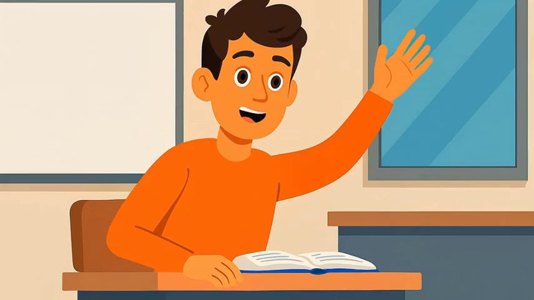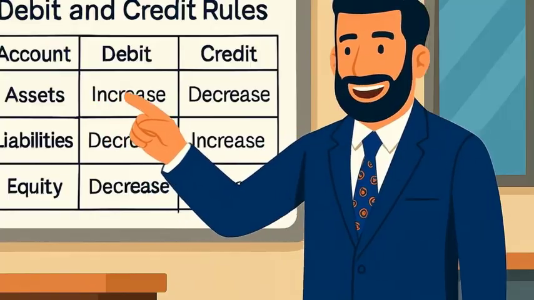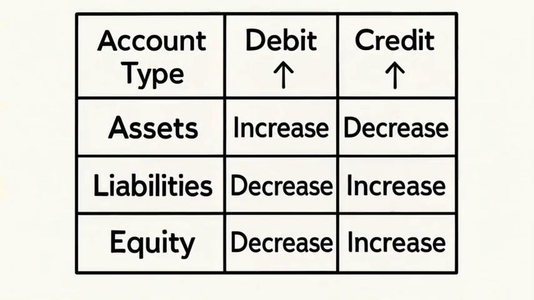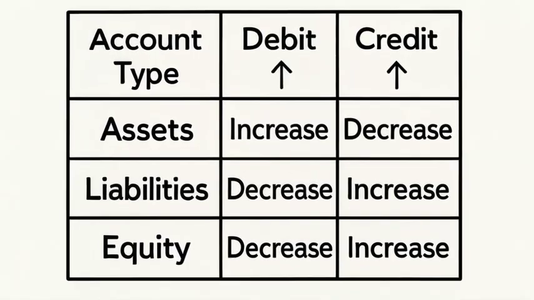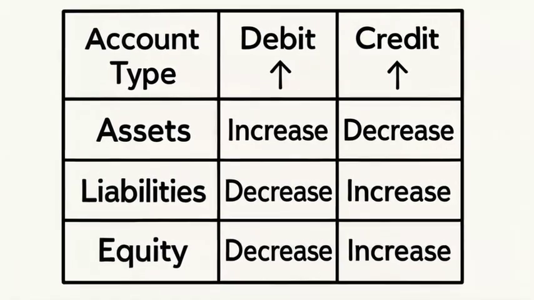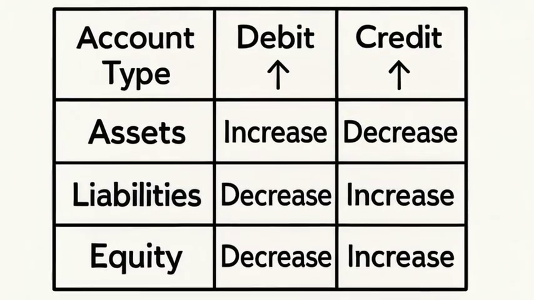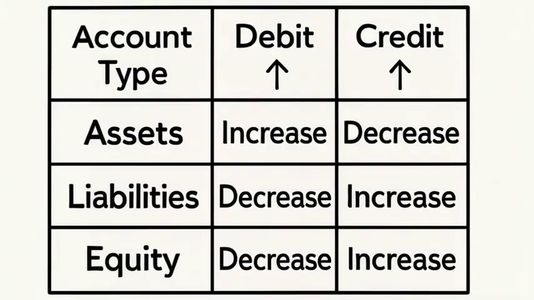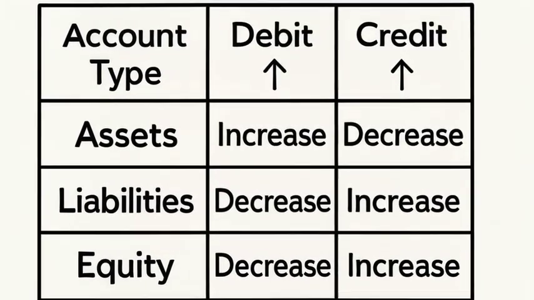Sir, how do debits and credits affect these? Good question. Remember this simple rule. Assets: increase with debit, decrease with credit. Liabilities: decrease with debit, increase with credit. Equity: decrease with debit, increase with credit.